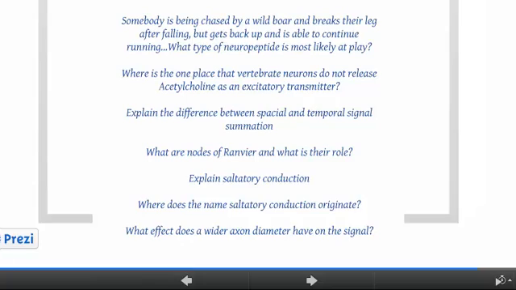Nodes of Ranvier are the gaps between the myelinated sheaths, and their role is essentially to provide a place to jump. The signal jumps over them and transmits to the next one and the next one, and that's saltatory conduction, and it speeds up the transmission process. And explain saltatory conduction. That's what I just did. And then where does the name saltatory conduction originate? It's actually Latin, like most things, and it comes from saltar, which means to leap.